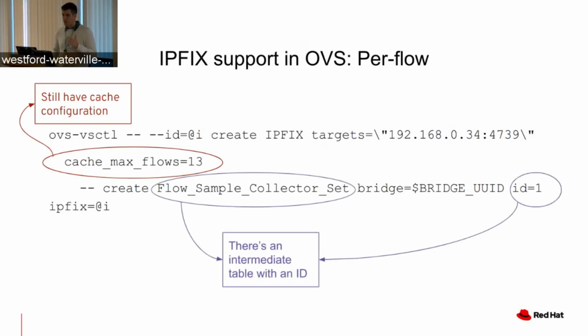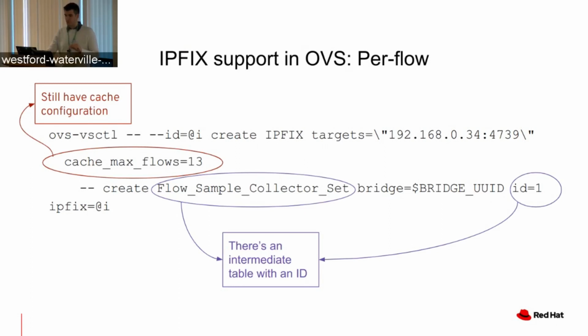However, we now see something called a flow sample collector set. So there is an intermediate table in the OVS database, and we use this intermediate table to basically link the bridge with the flow collection instance. Let's call it that way. And it has an ID. It is important to keep that in mind because we will go back to this ID. The flow sample collector set ID is something that we must keep in mind.